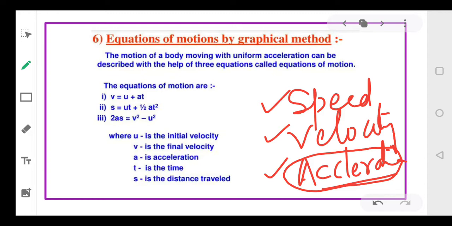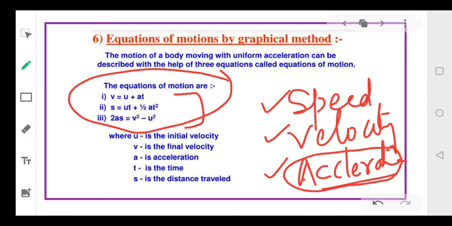I hope you remember. So today we'll be continuing further in this chapter and we'll be dealing with three equations of motion. They are very important. Okay? Generally in the board exams, you'll find at least one of them should be there. The general pattern is such that at least one of these equations is always asked. Clear everyone? So the first equation is V is equal to U plus AT. Second is S is equal to UT plus half AT square. And third is 2AS is equal to V square minus U square.